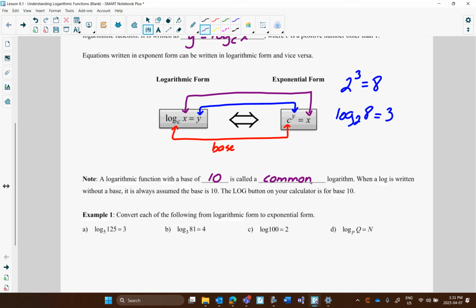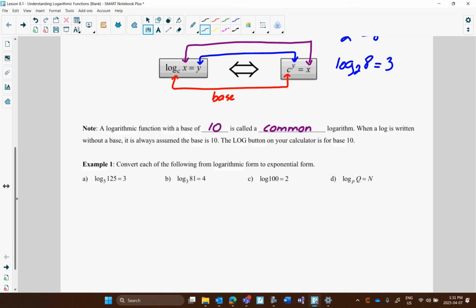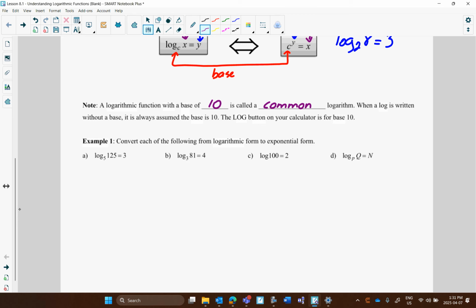Okay, so I showed you how to go from exponential equation to logarithmic equation. Let's go the other way around. How do we write these equations in exponential form? 5 to the power of 3 equals 125. Okay, good. Because remember, the base of the log becomes the base of the exponent. The answer to the log becomes the exponent. What we're taking the log of becomes the answer of the exponential.